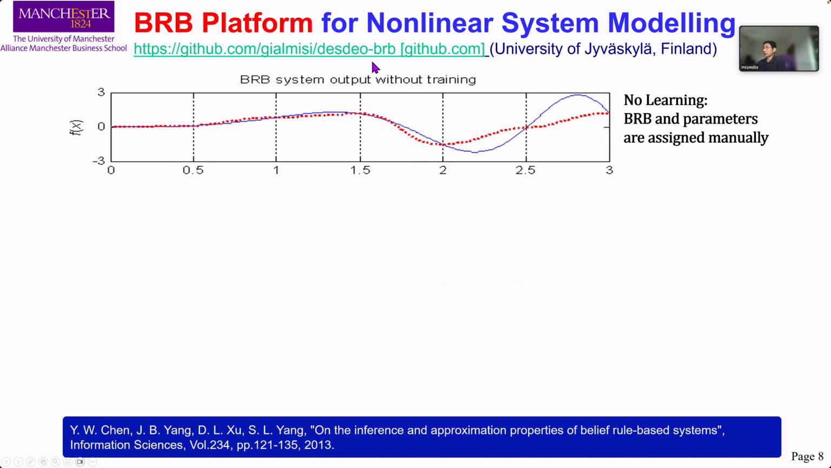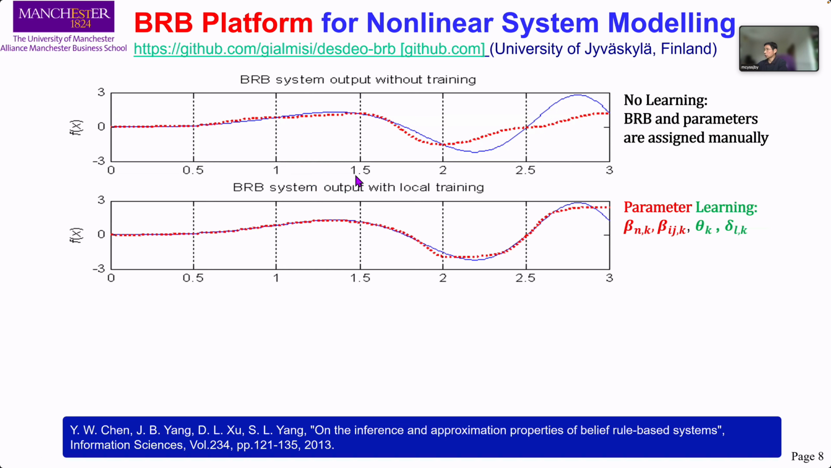This one is developed by a group at the University of Jyväskylä in Finland, and it is open source. You can apply this. This is one example. The blue one is a real non-linear function, and the red one, in this case, is just assigned by using a BRB system, with the parameters assigned by a researcher rather than trained at all. You can see the fit is not very good. However, if we train those parameters alone, we can really improve the performance of the system.